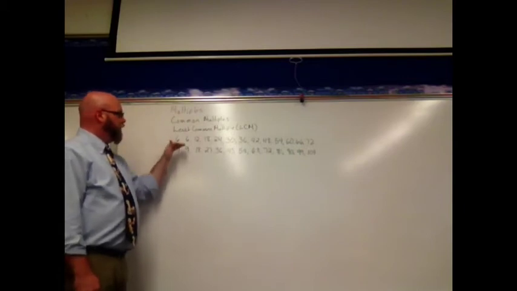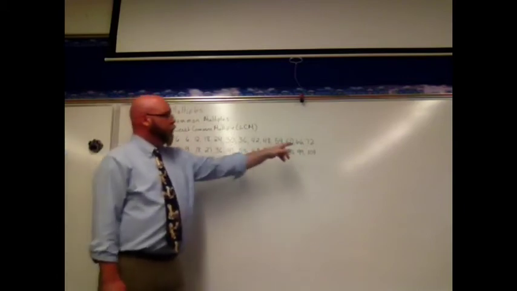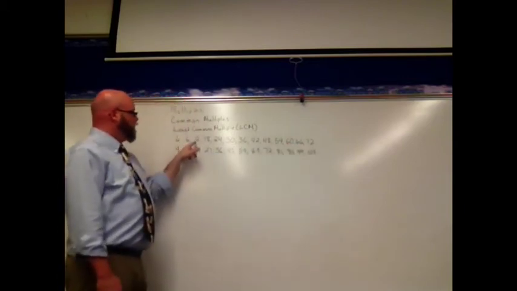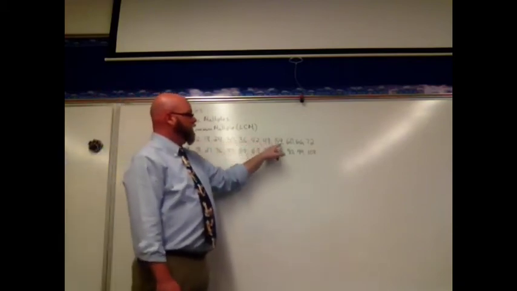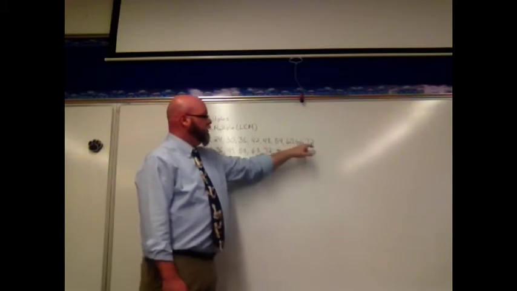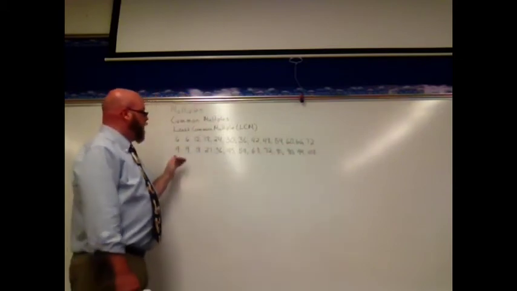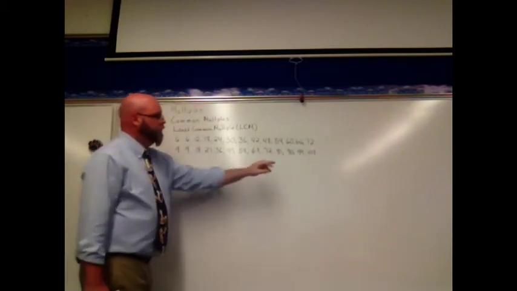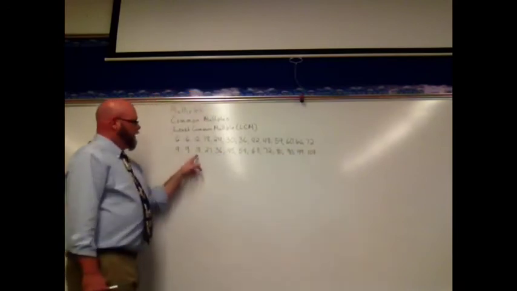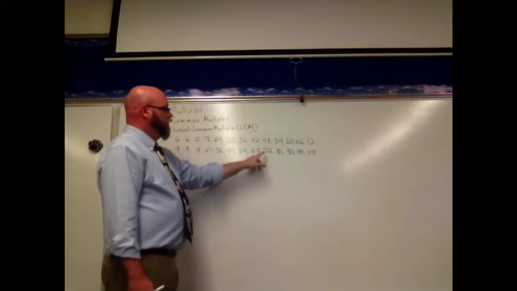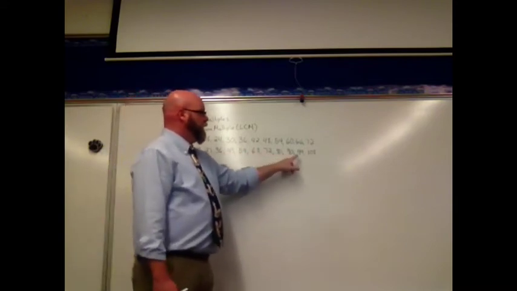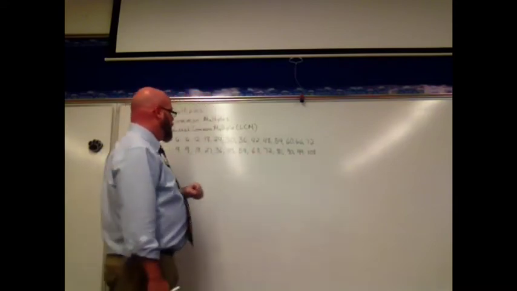Now let's find the least common multiple of 6 and 9. I've already listed out the multiples of 6 through the 12th multiple. 6, 12, 18, 24, 30, 36, 42, 48, 54, 60, 66, 72. And I've listed all the multiples of 9 out to the 12th multiple. 9, 18, 27, 36, 45, 54, 63, 72, 81, 90, 99, 108.